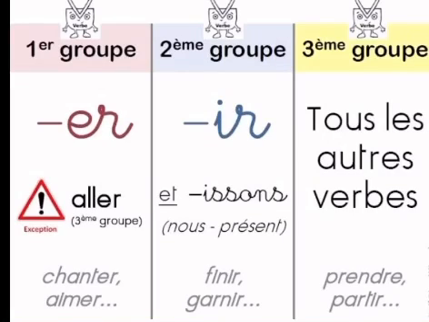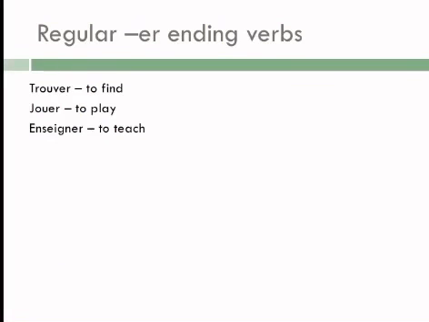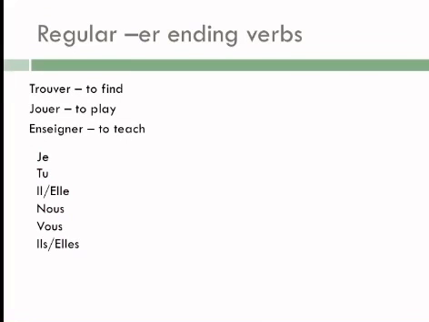First of all, let's see how to use regular er ending verbs. Er ending verbs are those which generally end with er at the end. As you can see on the screen, there are three verbs. First one, trouver. Trouver means to find. Jouer. Jouer means to play. Enseigner. Enseigner means to teach. Now to conjugate them, first of all you will need to write all these 8 subjects.